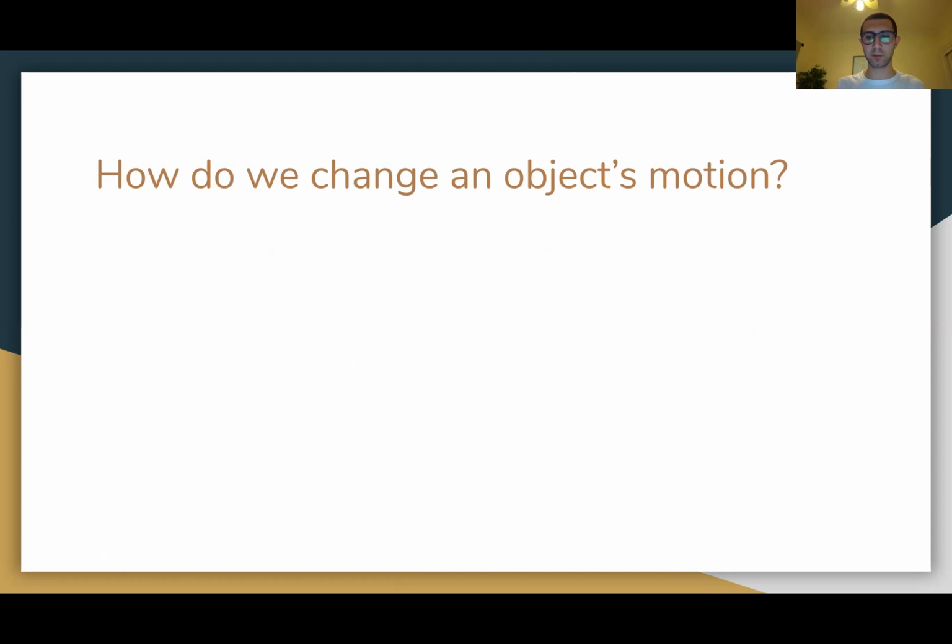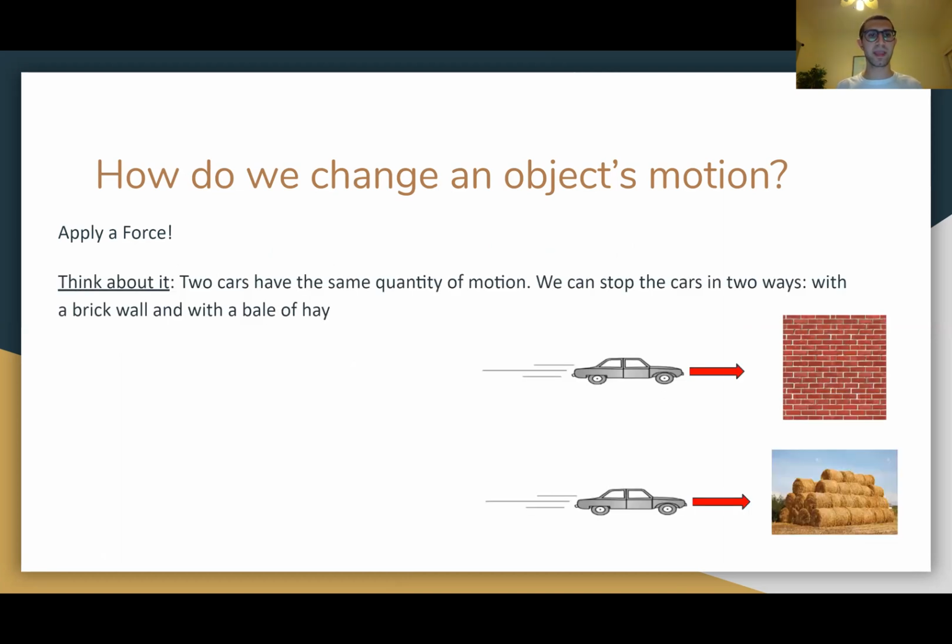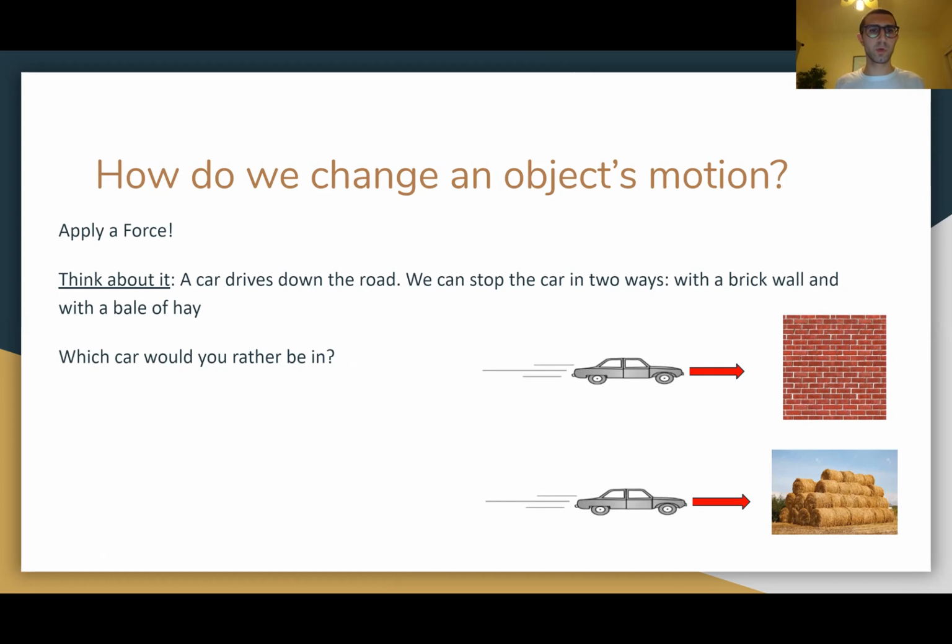So how do we change an object's motion? Well, in order to change an object's motion, we have to apply a force. We can apply a force in many different ways, but I have this example here where two cars have the same quantity of motion. They have the same mass and are moving at the same speed. They are identical. And we can stop these cars in two different ways. We can either stop it with a brick wall or with a bale of hay. So which car would you rather be in? Think about it for a second.